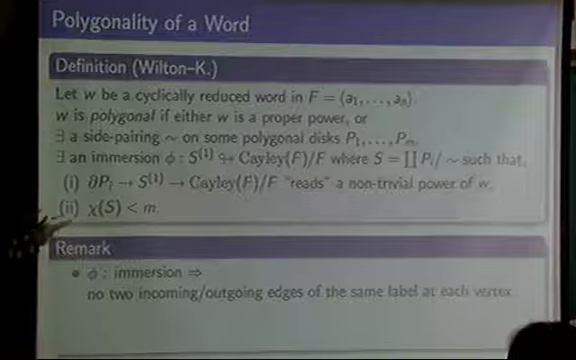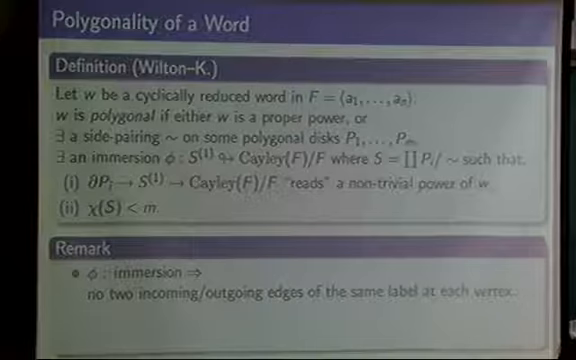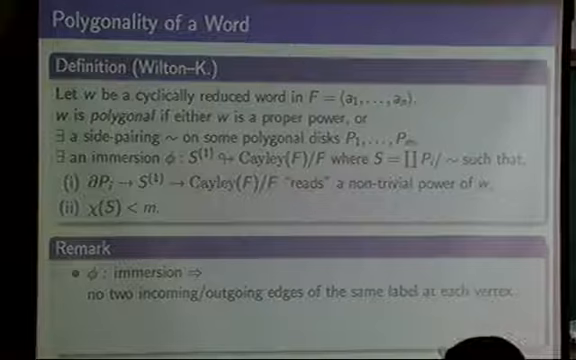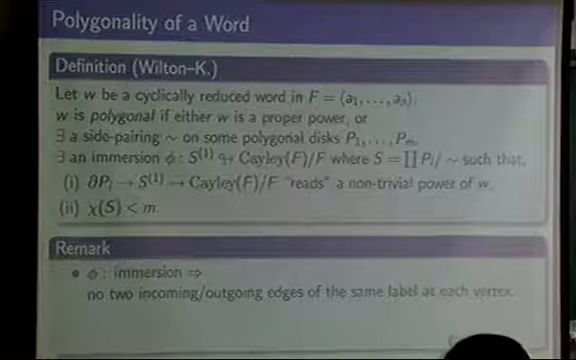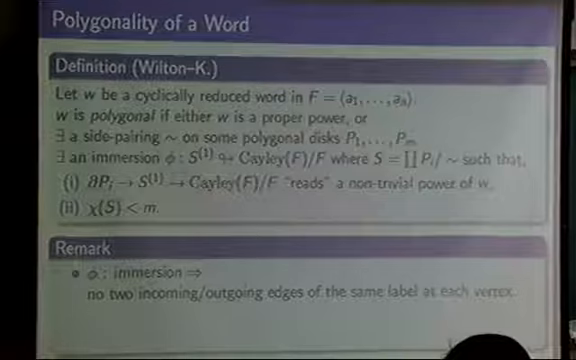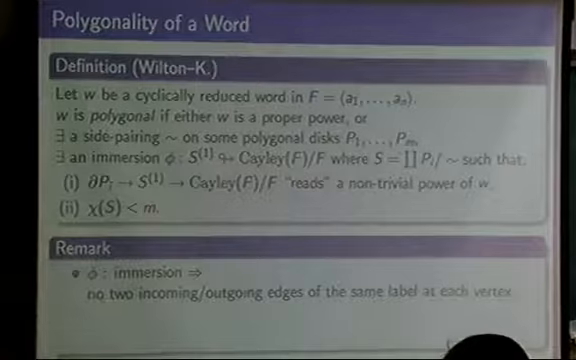Well, it's really like a topological jigsaw puzzle. You want to just play a puzzle with several pieces. Each piece is a polygonal disk reading the word, word squared, word cubed, and so forth. So there are lots of jigsaw pieces. And your goal is you want to solve the jigsaw puzzle in a topological way. You want to collect the jigsaw pieces, and by side pairing, you want to build a closed surface. And one condition that makes this definition useful is that at each vertex, one does not see any incoming edges or outgoing edges of the same label. That's all.